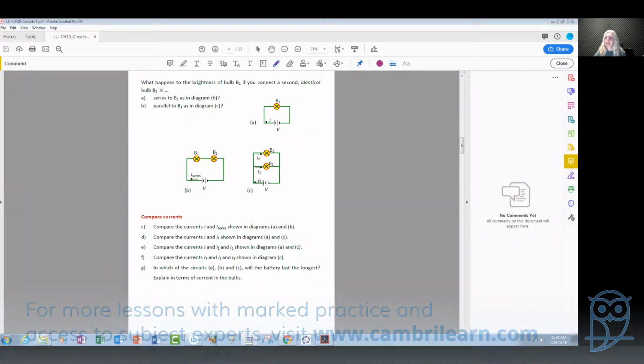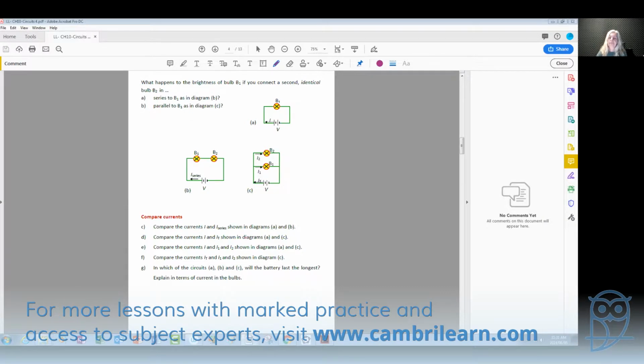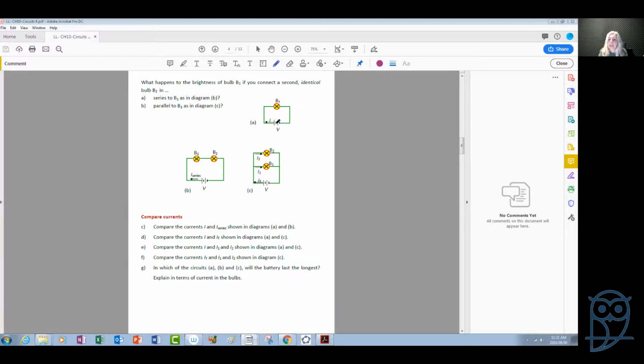Last lesson I had asked the people to compare the current in three very simple circuits. The one circuit had just a battery and a bulb connected. The other circuit had two bulbs connected in series, and the other one had the two bulbs connected in parallel. All of these are supposed to be identical, bulbs and battery. And I asked you to see if you can figure out how the different currents involved in these three circuits compare.